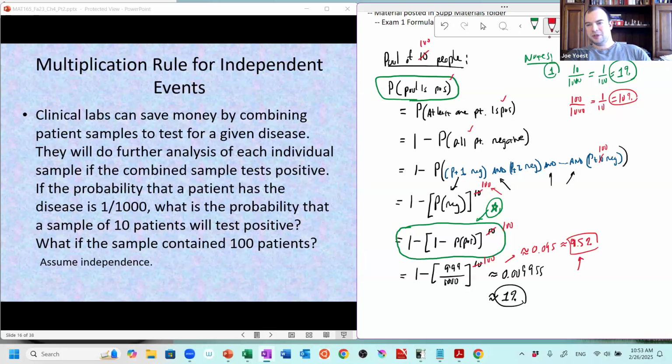Note that our 1% estimate is kind of concordant with the actual math that we did, but it is an estimate. This was the actual answer we got for a pool of 10. It wasn't exactly 1%. We had to do this 1 minus something to the 10th power to get the right answer. But it turned out that in this scenario, our kind of naive guess would have been pretty close to the right answer.